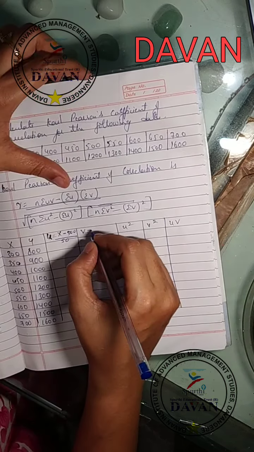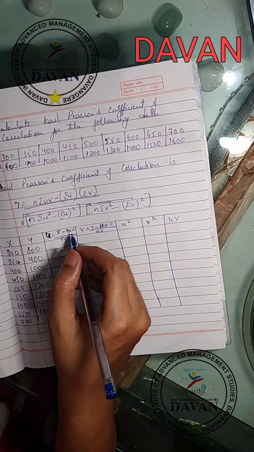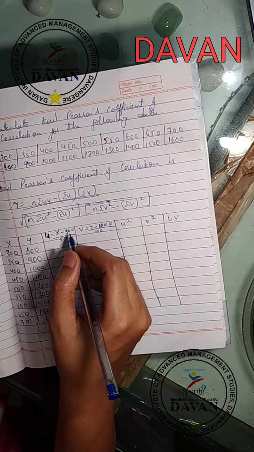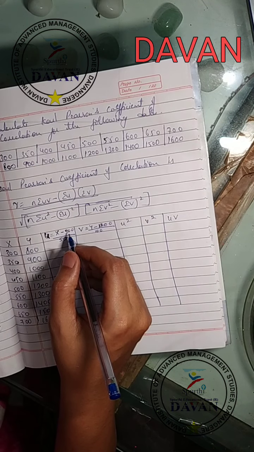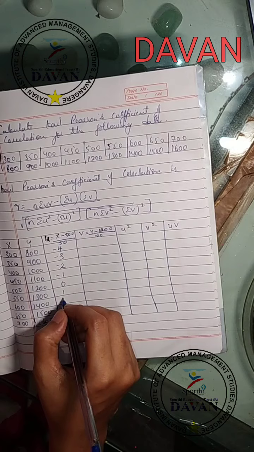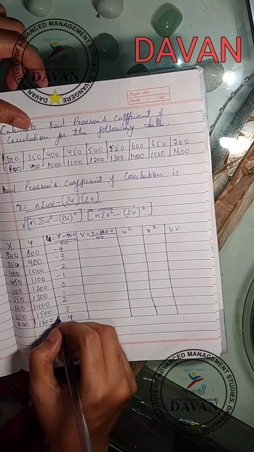This will be y minus the mid value, I take it as 1200, whole divided by the difference here, which is 100. So fill the first u column. 300 minus 500 is minus 200. So minus 200 divided by 50 is minus 4. Similarly, 350 minus 500 divided by 50, it is minus 3. Next is minus 2, minus 1, 0, 1, 2, 3 and 4. I hope I am clear.